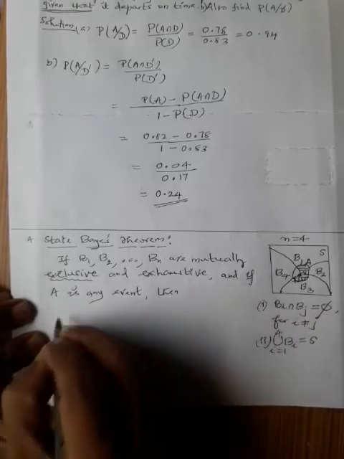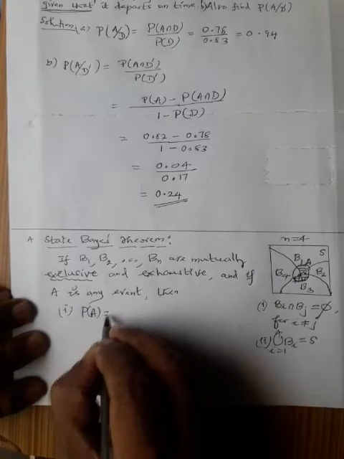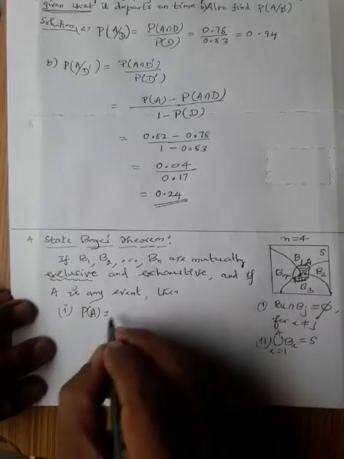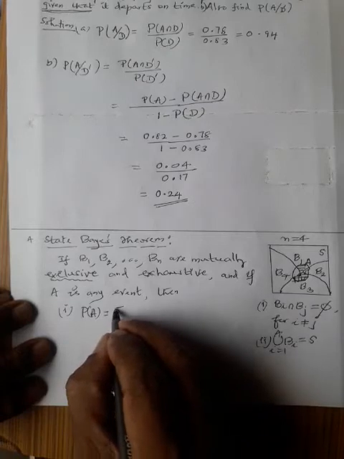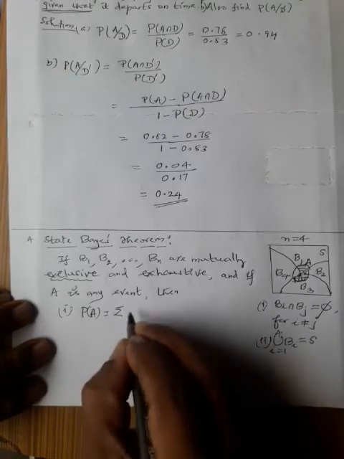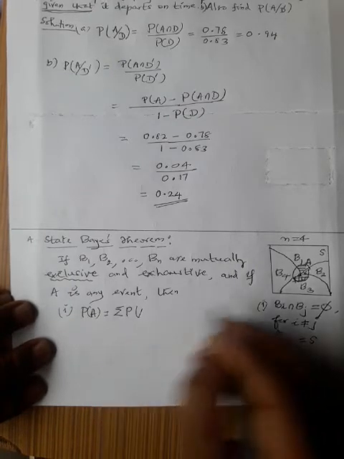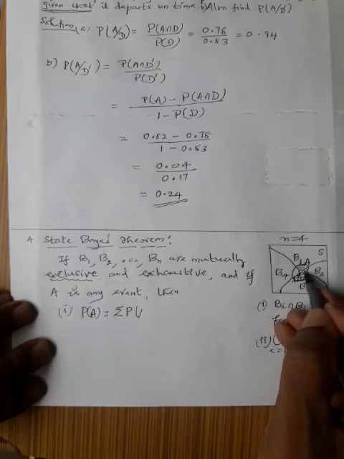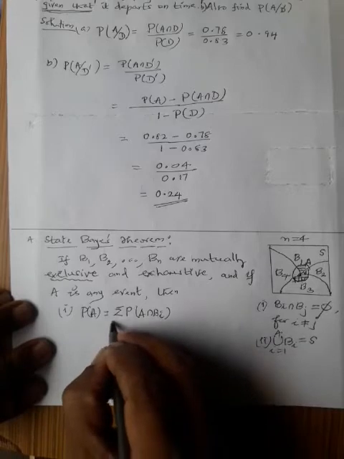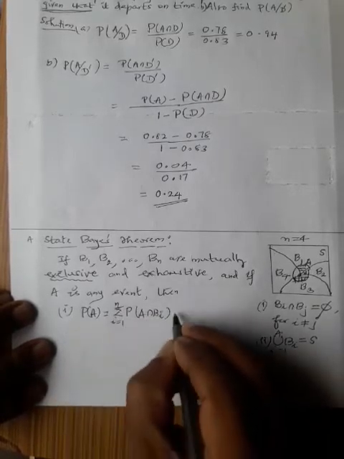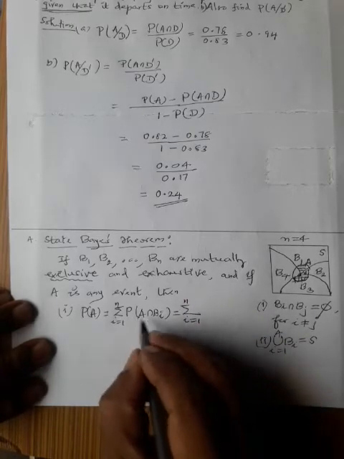So therefore, if B1 to Bn are mutually exclusive and exhaustive, and A is any event, then part 1, the total probability of the event A, P of A, is given as P of A intersection B1 plus and so on. In the sigma notation, these are all intersections, A intersection B1, A intersection B2, A intersection B3, so A intersection Bi, i equal to 1 to n. This is the same as sigma i equal to 1 to n of P of A intersection Bi.